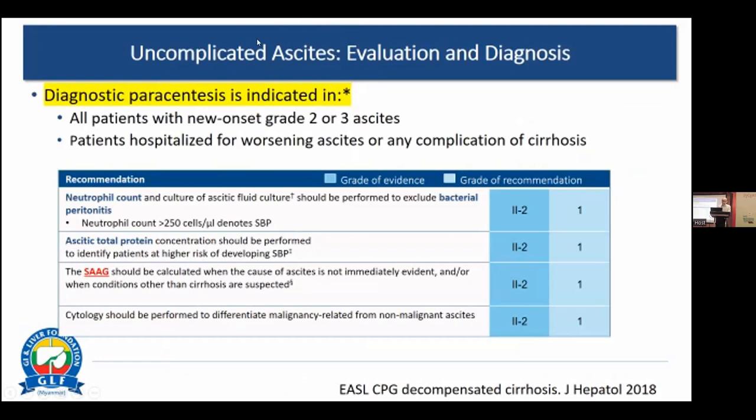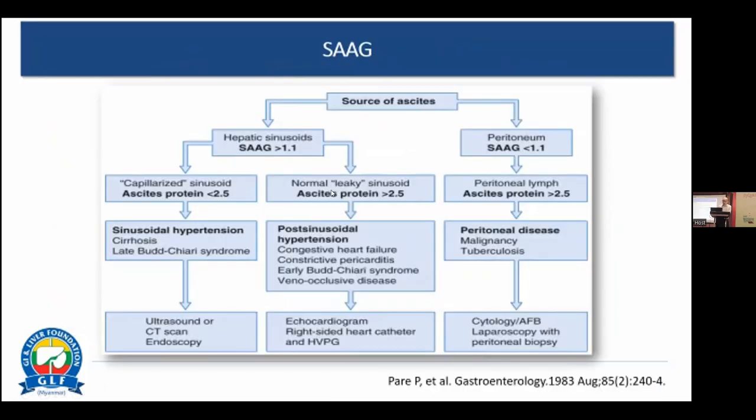New onset grade 2 or grade 3 ascites, any pathology: do a diagnostic paracentesis. On diagnostic paracentesis, check the neutrophil count for more than 250 per mm3, and we can also get information on the ascites total protein and the SAAG. With these, we can differentiate the different causes of ascites in various etiologies.